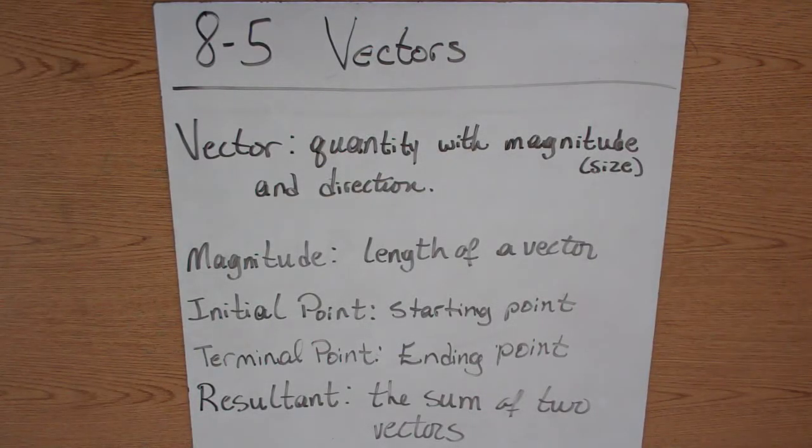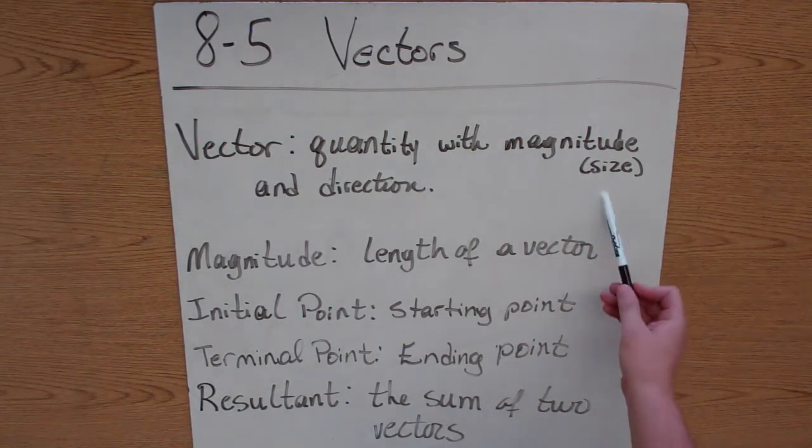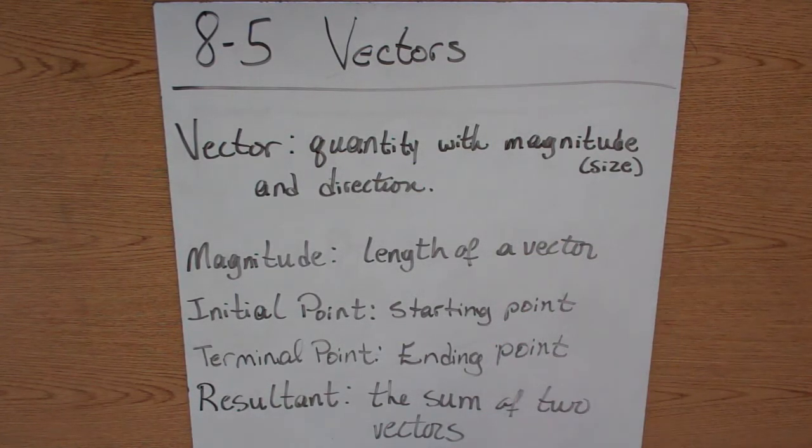Alright, in this video we're going over 8-5 vectors. Alright, so here's your vocabulary. Vector. A vector is simply a quantity with magnitude or size and direction. Okay, magnitude or size and direction.